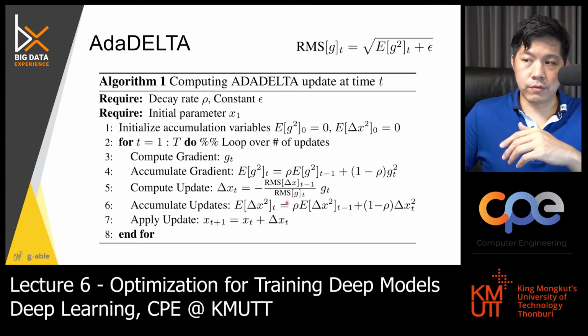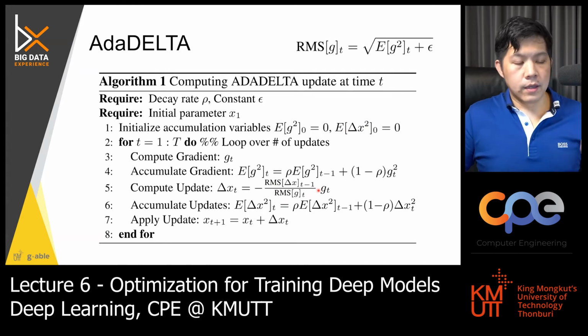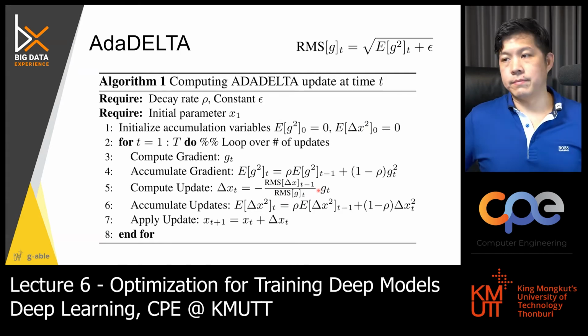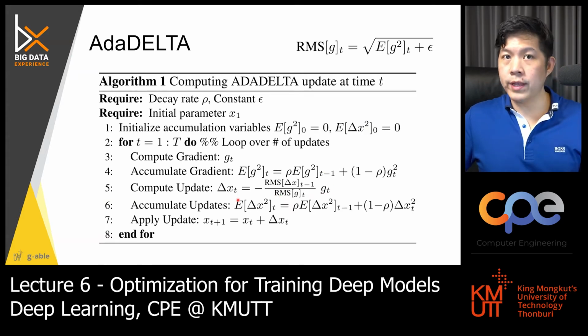So this would be the value that you use to update the parameters, and then multiply it with g_t. To think about it in simpler terms, g_t is the gradient, so delta x is obviously based on the gradient.